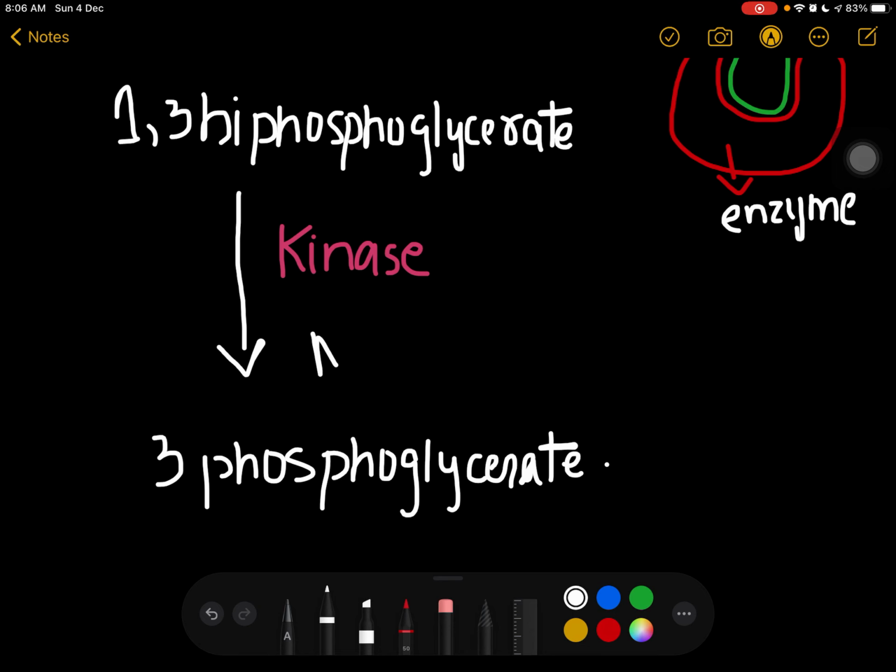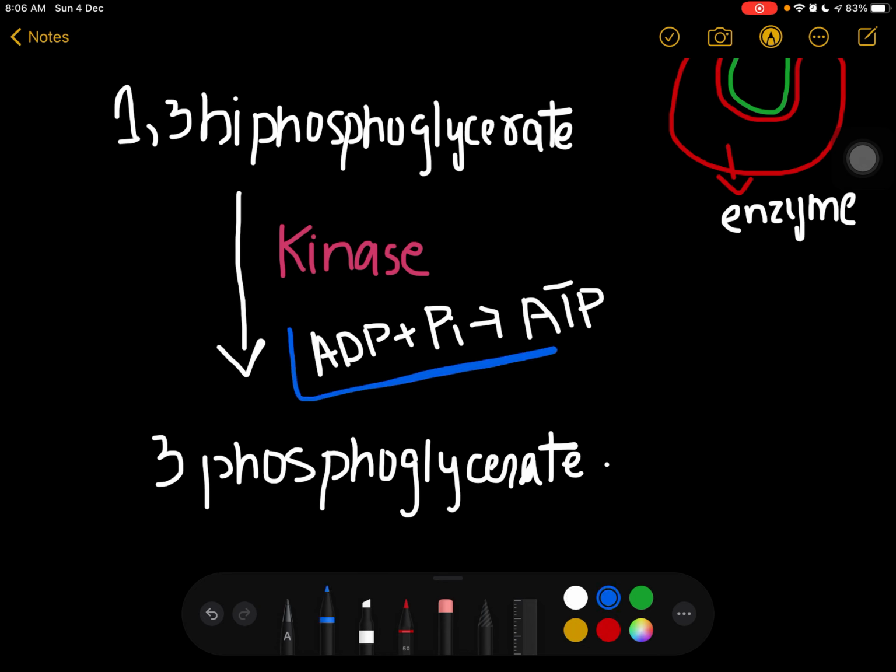What happened over here? Basically here ADP plus inorganic phosphate formed ATP. This side reaction actually took place over here. What happened? This 1,3-bisphosphoglycerate is a substrate. Basically, this is the substrate, right? And this kinase is an enzyme. When this substrate attached with this enzyme, a phosphate from this substrate attached to ADP to form ATP.